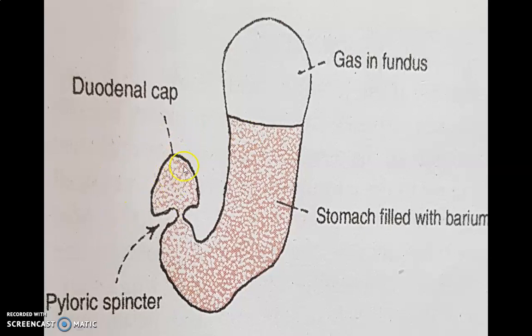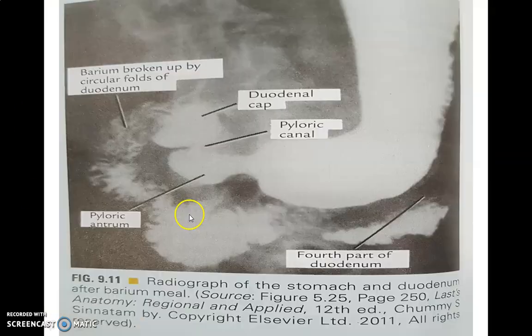Now in this figure we can see the duodenal cap. The first part of the duodenum has rare or no circular folds. That's why in barium studies the duodenal triangular shadow is seen. This is called the duodenal cap. In this radiograph also we can see the duodenal cap, which is formed by the first part of the duodenum due to the absence of circular folds in the first part.